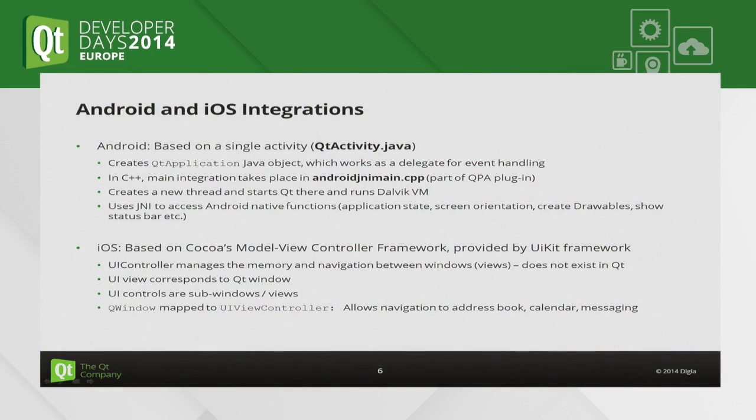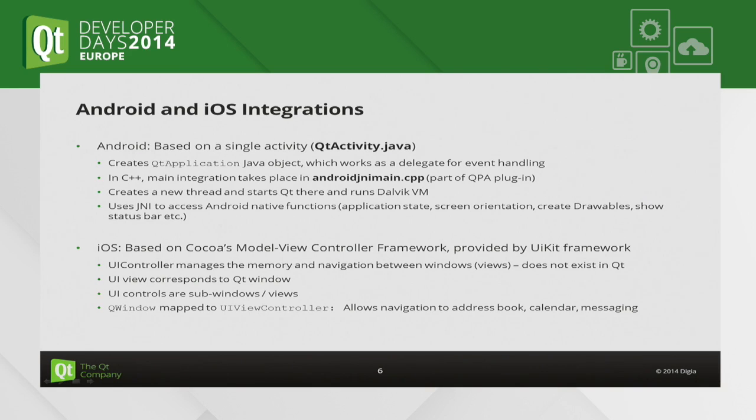So how are these integrated, the Android and iOS ones? Android apps are running on a single activity. One of the items we quite often get asked by Android developers is, can I do multiple activities on Android? Well, we're thinking about solutions for this, but basically the Qt apps run on a single activity. If you dig into the Qt source code, you can actually find Java code that creates a Qt application object, starts a new thread, and runs the virtual machine.